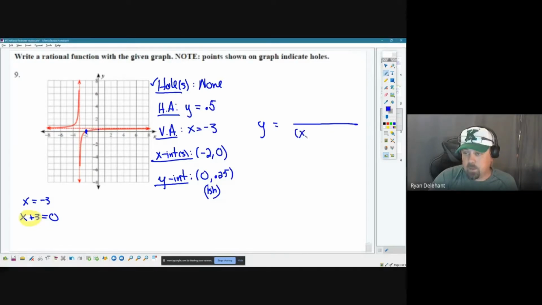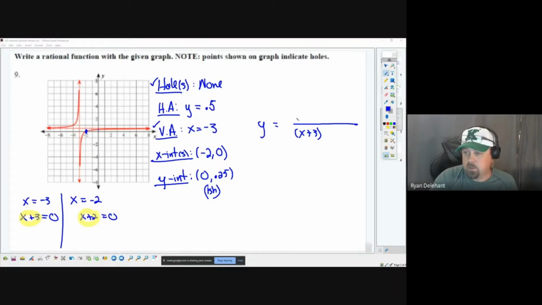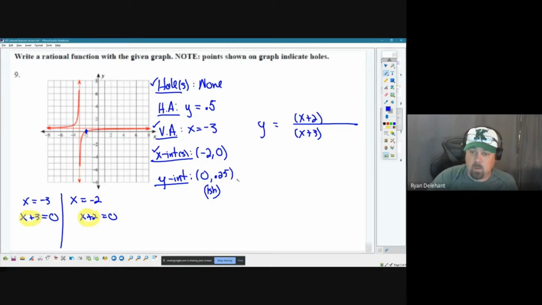So that means there's an x plus 3 on the bottom. So we got that. X-intercepts, that x value is a factor of the top. So that gives us an x of -2. So x plus 2 equals 0. That's the factor that needs to go on the top of our fraction. Took care of that. Now, y-intercept, we kind of got to go and deal with at the end.